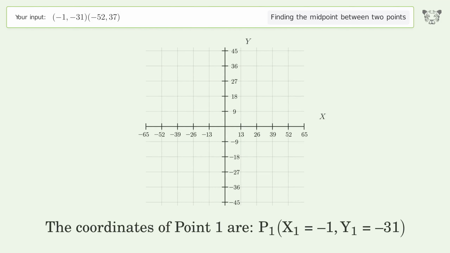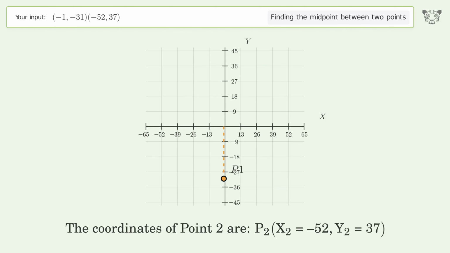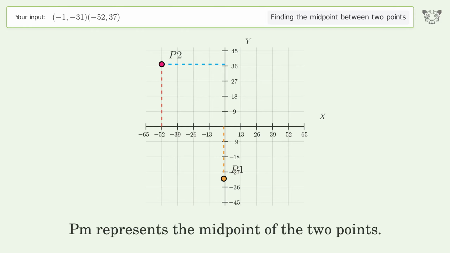The coordinates of point 1 are x1 equals negative 1, y1 equals negative 31. The coordinates of point 2 are x2 equals negative 52, y2 equals 37. PM represents the midpoint of the 2 points.